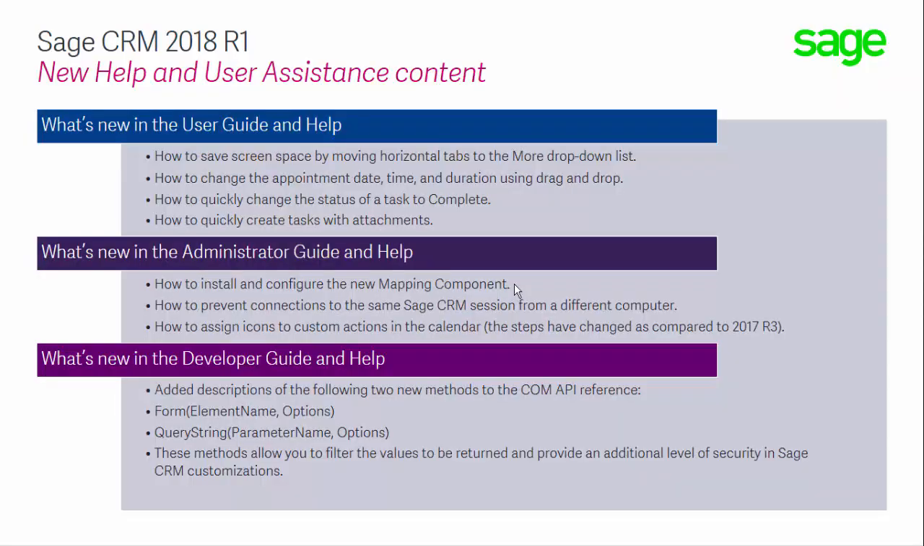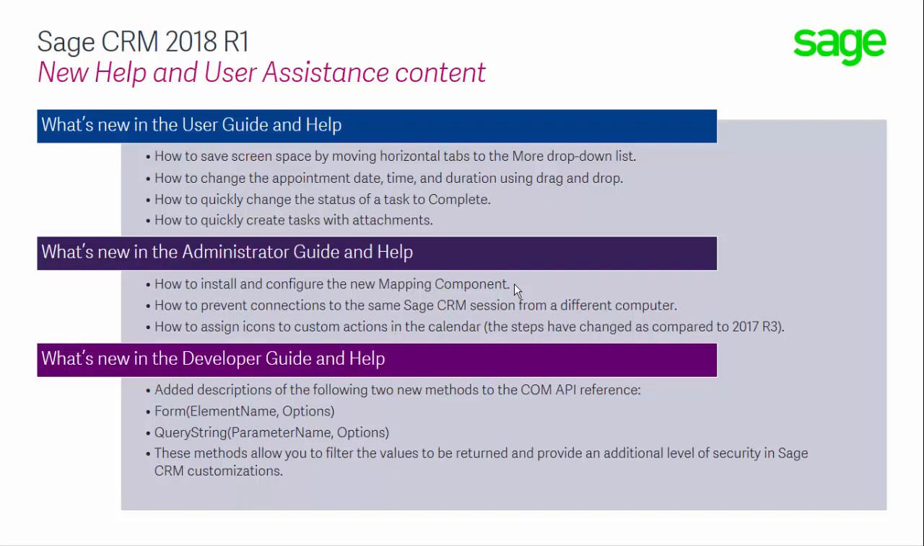So if we look at some of those changes, the user guide and online help have been updated to explain how a user can save screen space by moving horizontal tabs to the More drop-down list, how a user can change the appointment date, time and duration using drag and drop within the calendar, how to quickly change the status of a task to complete. This is the new single-click action, and how to quickly create tasks with attachments, and this is a great productivity enhancement, of course. The system administration guide has also been updated.